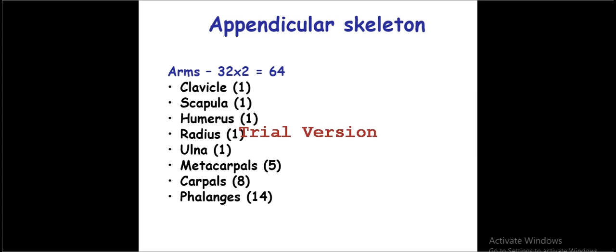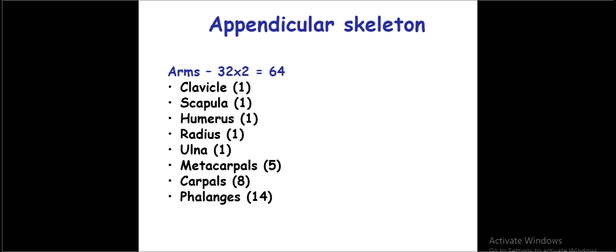Next, we will deal with the appendicular skeleton. Previously we discussed the axial skeleton, so now we will discuss the appendicular skeleton. The total number of bones in the appendicular skeleton is 126. Firstly we will deal with the arms, which have 64 bones, and we will discuss the bones of the arm, which include the forearm.